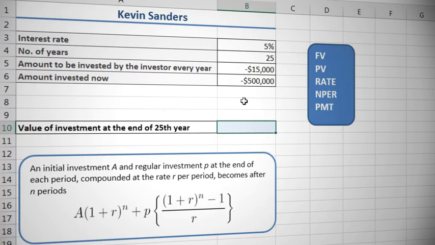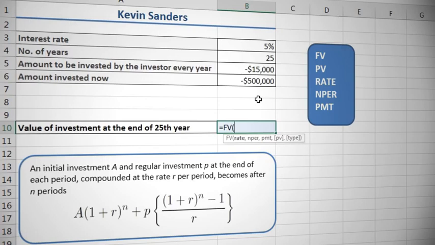So with those out of the way, let's see how we can calculate the value of this investment at the end of the 25th year. The thing we're trying to calculate is the future value, so we're going to use the future value function. We start by typing equals FV for future value and then tab. Now the future value has 3 mandatory arguments and 2 optional ones. Let's look at each of them.